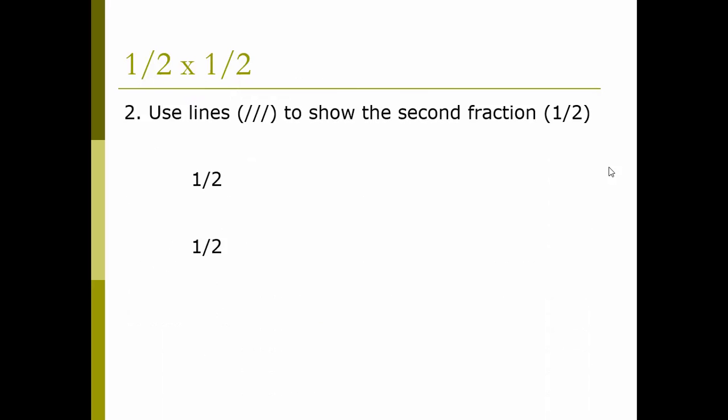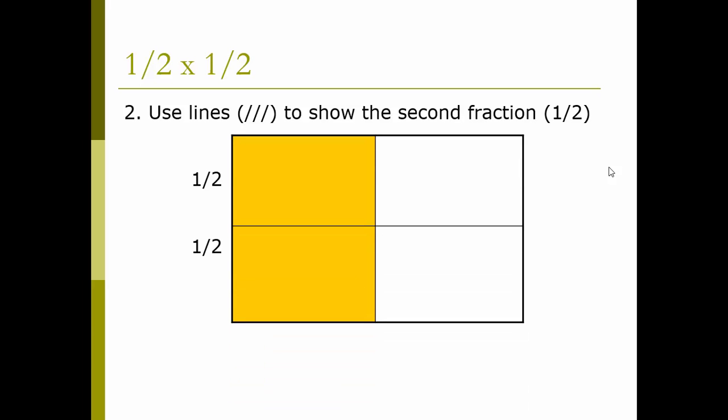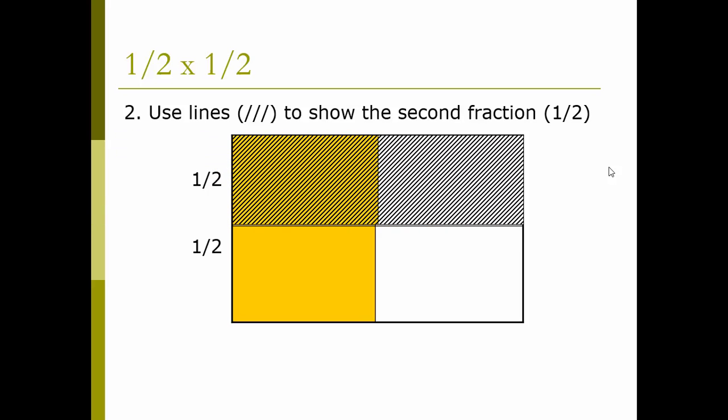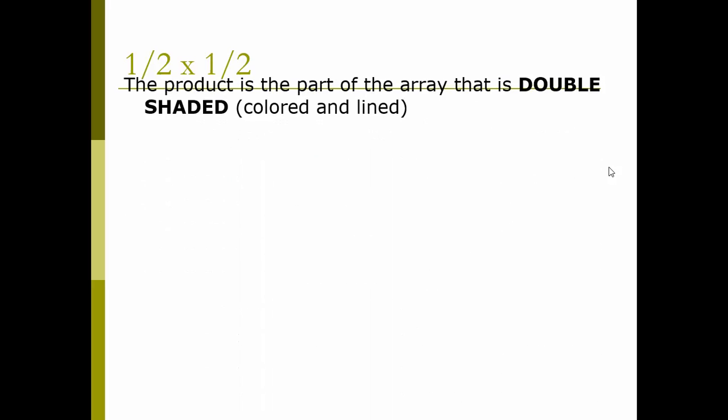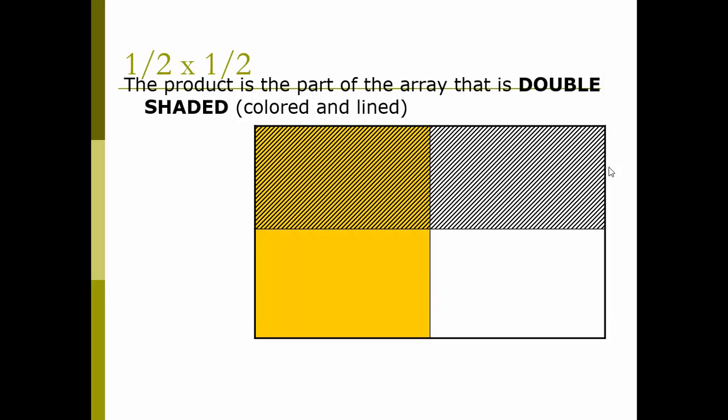Now what we're going to do is use the lines, whatever type of lines you would like, to show the second fraction of 1/2. So now we're looking at the rows, not the columns, and we're going to shade 1/2. So as you'll see here, shading 1/2 of the rows, I just picked the top. You guys could have done the bottom, either way. And so as we learned when we were talking about how to properly use array methods, the product is the part that is double shaded, which is colored in lines.